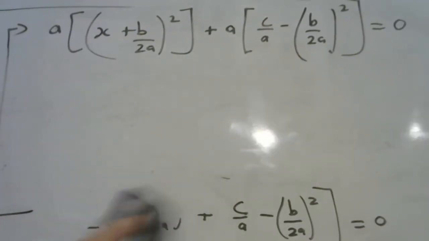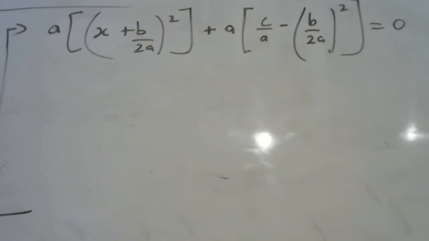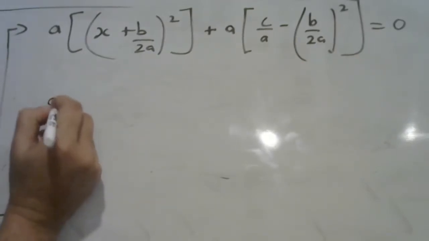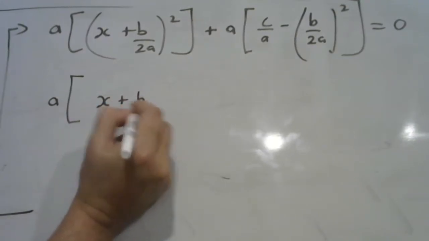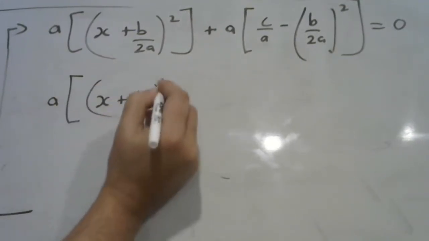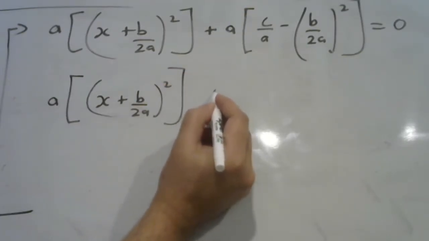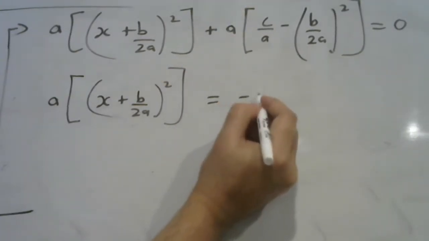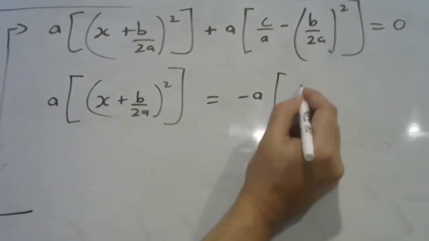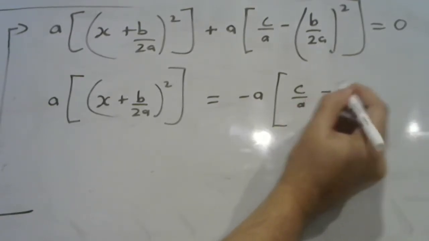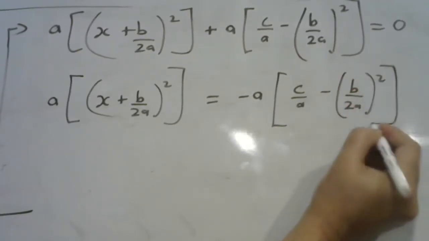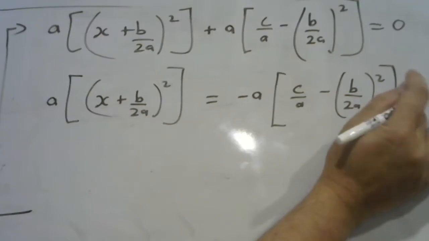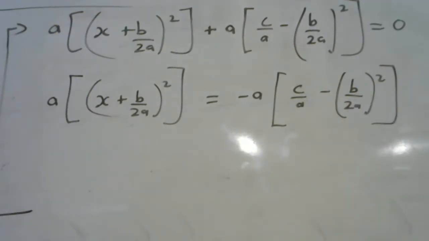Now we will have a into x plus b upon 2a all square, right, is equals to minus a into c upon a minus b upon 2a all square, right? We don't need to put a 0 anymore because we already take across. Okay?